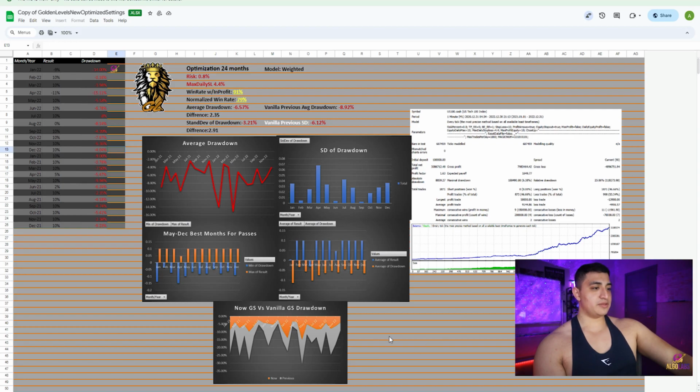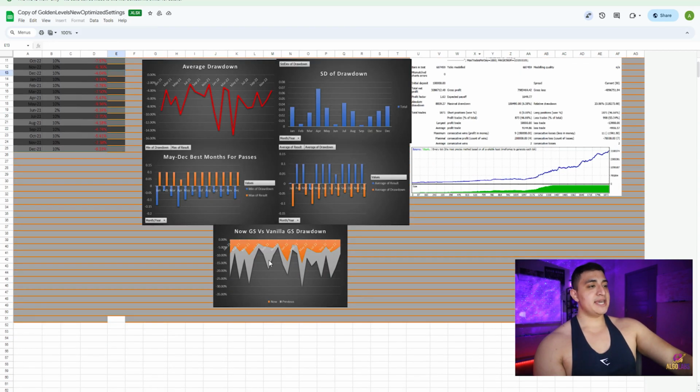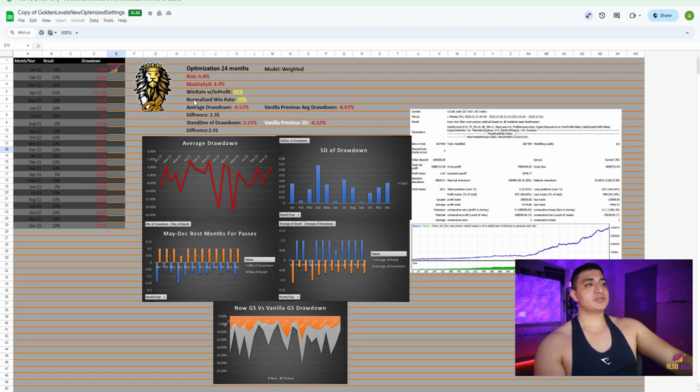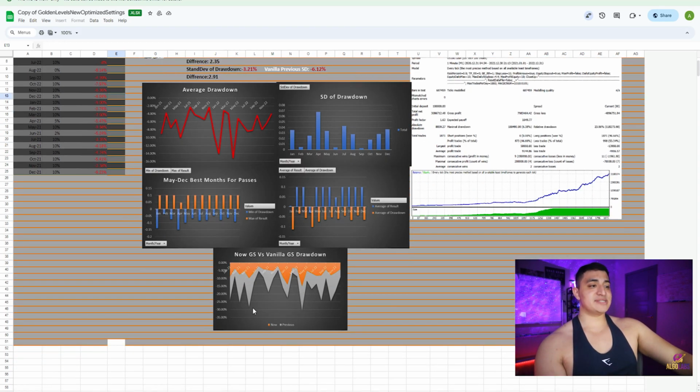We also went over what is the difference between the optimized version and the previous version. And it was a very significant difference in the drawdown, which is quite good, right? So we were able to keep the win rate at a very steady rate. The win rate for the vanilla, the previous version of GoldenLevels, was actually quite high, but the drawdown was very significant, right? So that's why we added a bunch of risk systems to it.